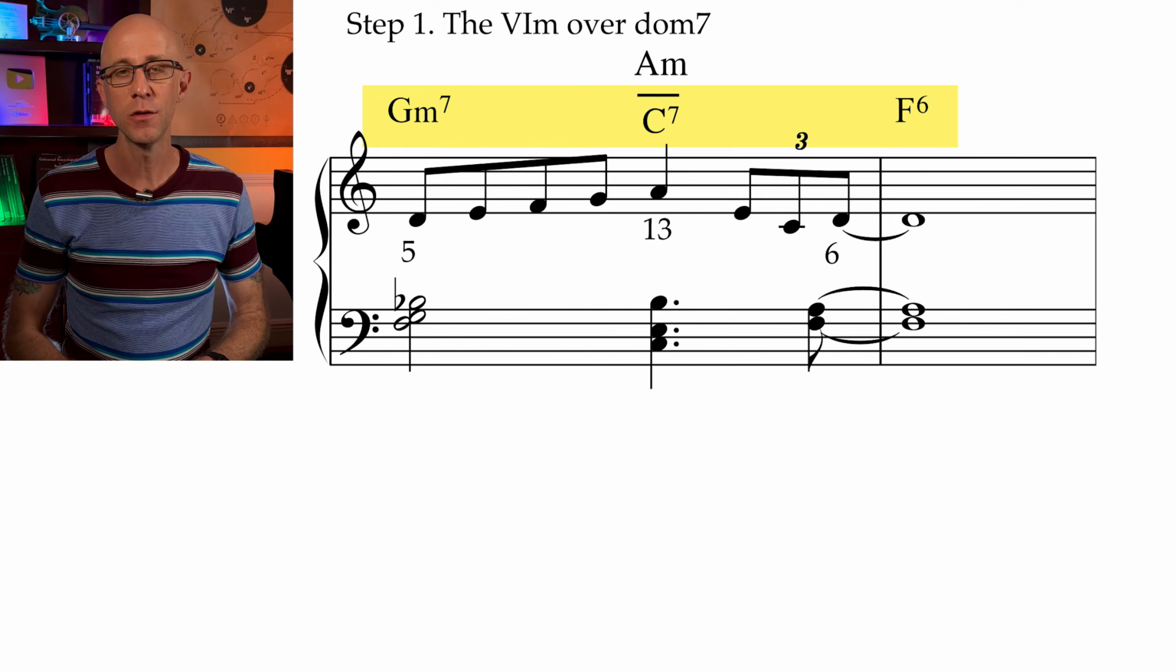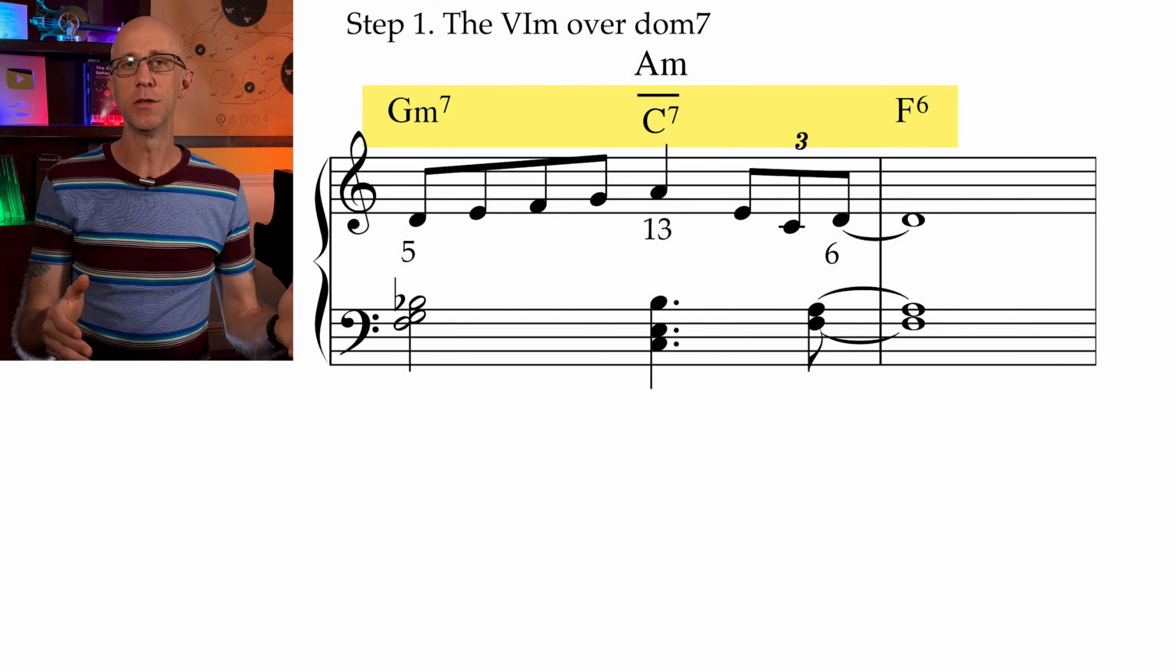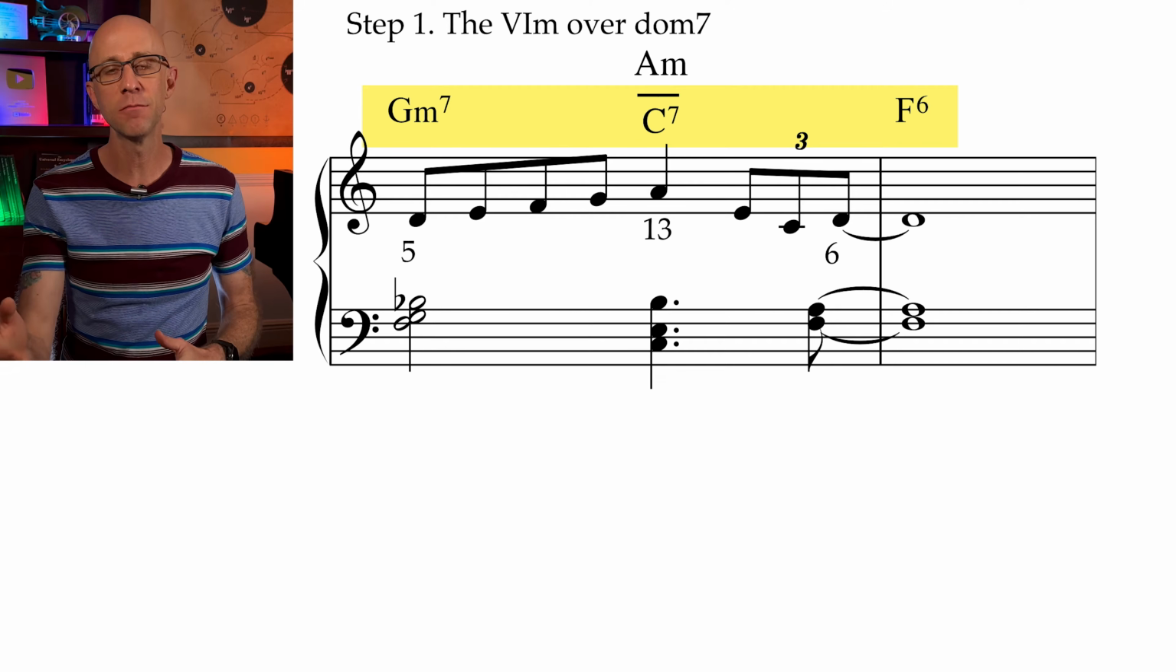Today's lesson. So let's take a 2-5-1 in the key of F major. That's G minor 7 to C7 to F6.